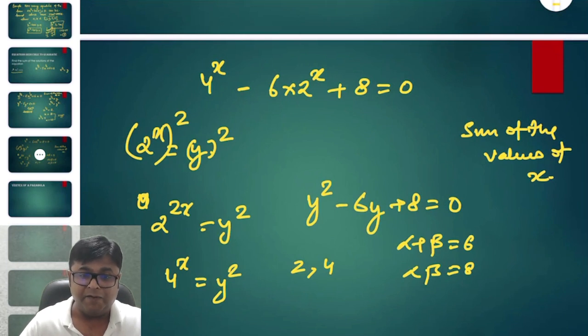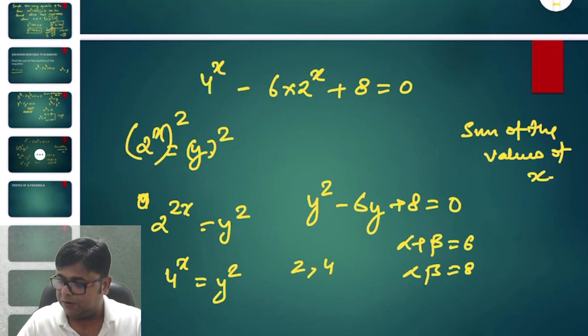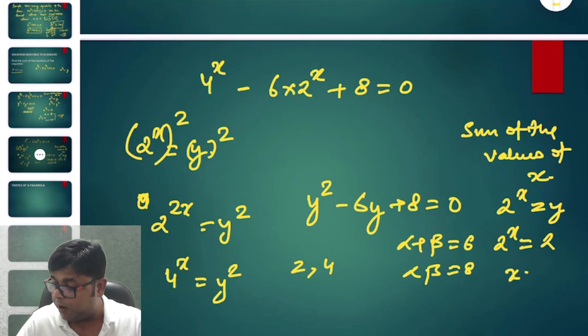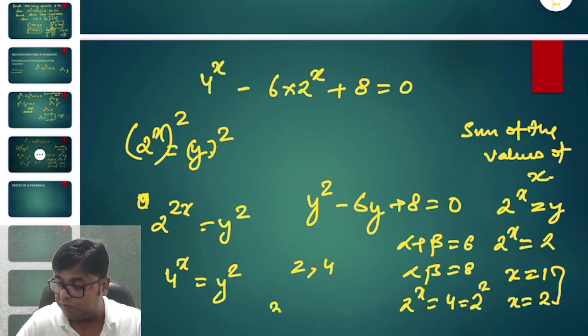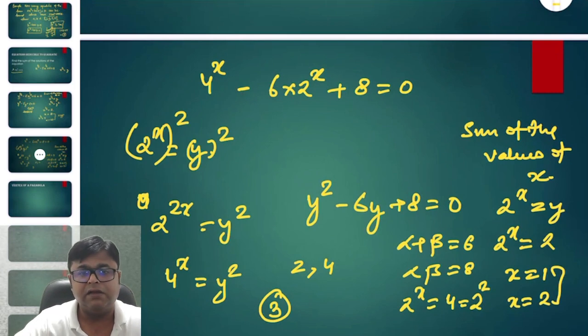Right, but these are again values of y, and I have to find the values of x. So I know 2 to the power x is y. If I put 2 to the power x as 2, I'm going to get x as 1. And if I put 2 to the power x as 4, I can write 4 as 2 squared, so x will be 2. So the sum of the values, the answer, will be 3. So 3 is the right answer.